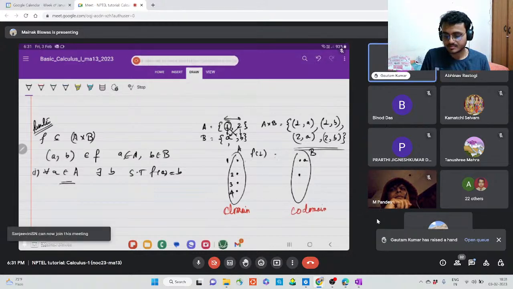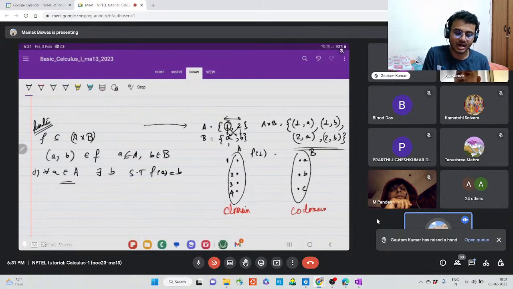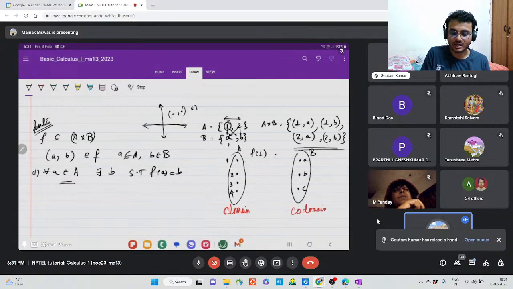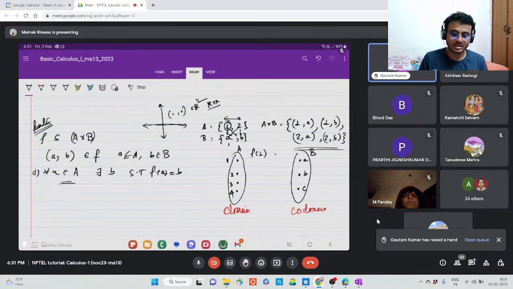Sir, is there any geometrical understanding for Cartesian products? That's what I've written, right? If you have the real number line, you have R here, and you have all of R on the y-axis. That's a Cartesian product. You have one axis, you have the other axis. So every (x, y) in the xy plane would belong to R square, that is R cross R. That means a one-dimensional object is converted into a two-dimensional object. Yes, so it's R cross R.